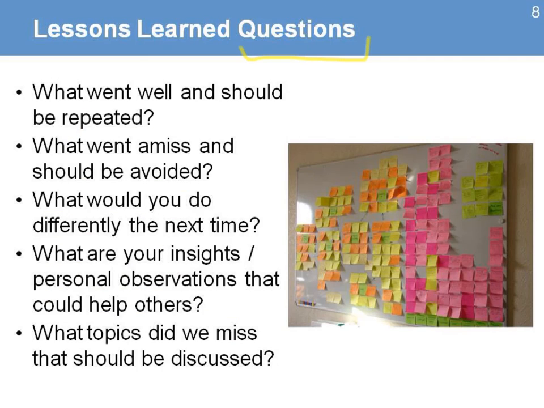Here are some questions that can help you in that process, whether you are facilitating the session or not. The first one is to see what went well, that as a team we recommend can be repeated. Then what went amiss, what was wrong, that needs to be avoided in the future. What would you do differently the next time? What are your insights or personal observations that could help others in a similar situation or in future projects? And then what topics did we miss that should be discussed? That could open up any areas that maybe you forgot while preparing the session. Somebody can raise it, and that's a good opportunity.